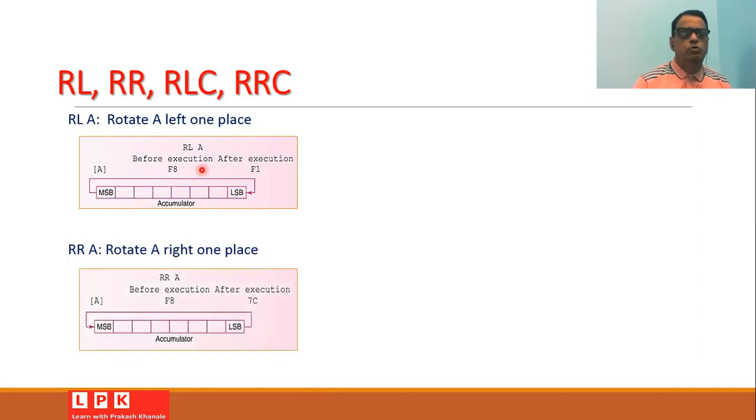Another instruction is rotate A right one place, that is RR A. In this case, the content of the accumulator will be rotated to the right by one position. So the LSB will be rotated into the MSB position. If the content of the accumulator is F8, then after this instruction, we will get the content equal to 7C.